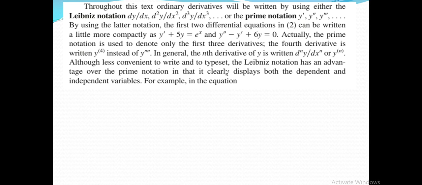In example 2 we can write y' + 5y = e^x. We can also write the second equation in the form y'' - y' + 6y = 0 and so on. So here, any derivative, for example the fourth derivative, we write in the form y^(4): y to the power of the number between two brackets.